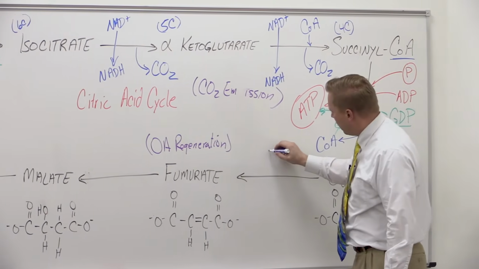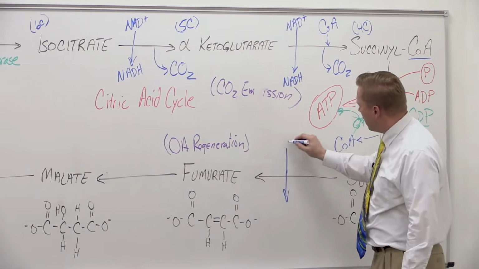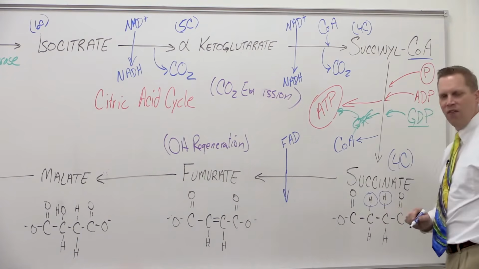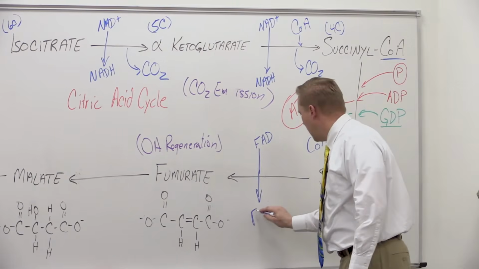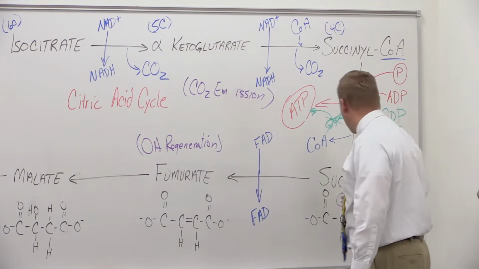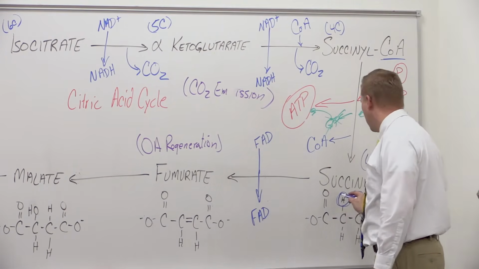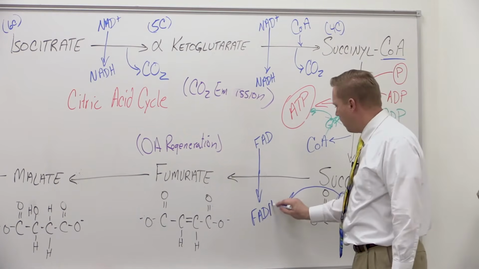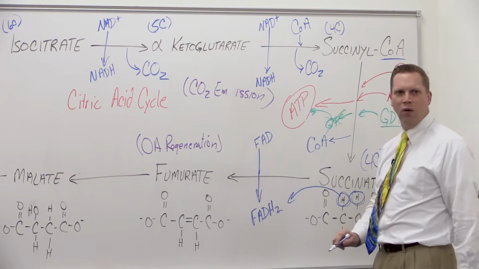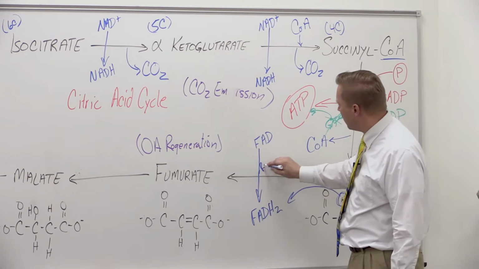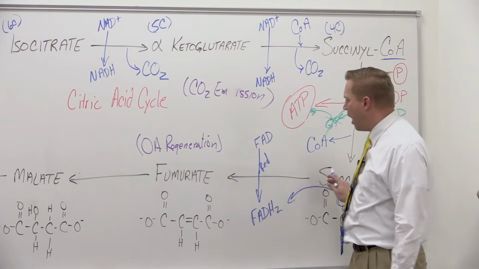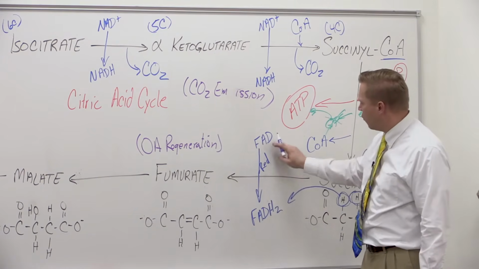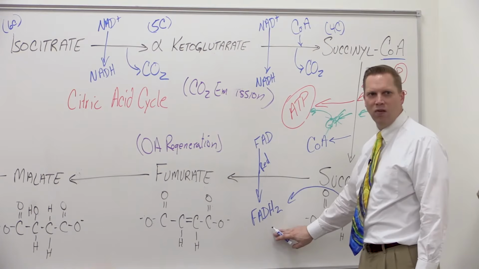Anytime we have an oxidation, we need a reduction. And so we're going to take a molecule called FAD, and we're going to take these 2 hydrogens and add them to FAD to make FADH2. And that's going to be our reduction step right there. So we have an oxidation from succinate to fumarate, and we have a reduction from FAD to FADH2.